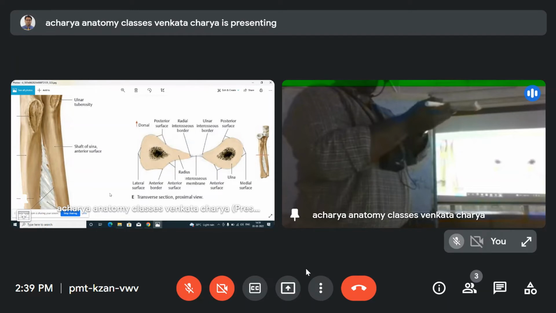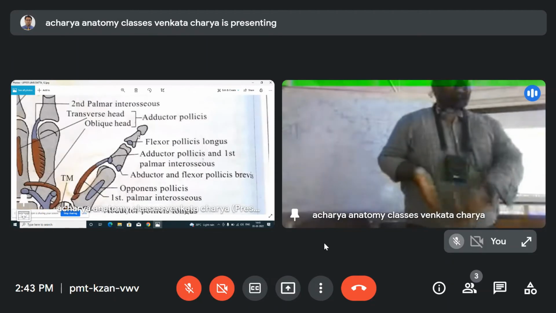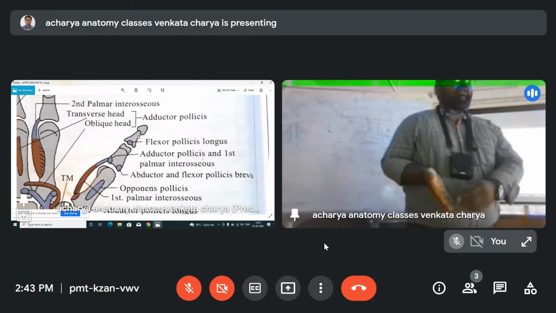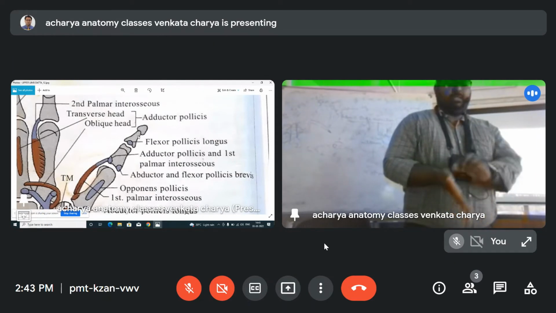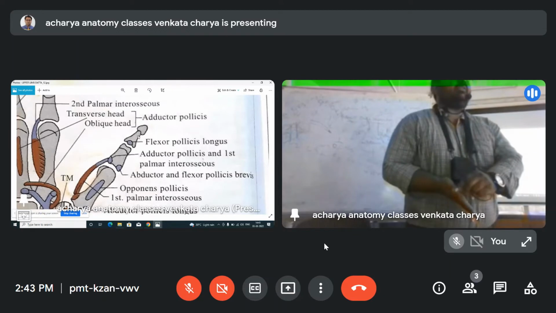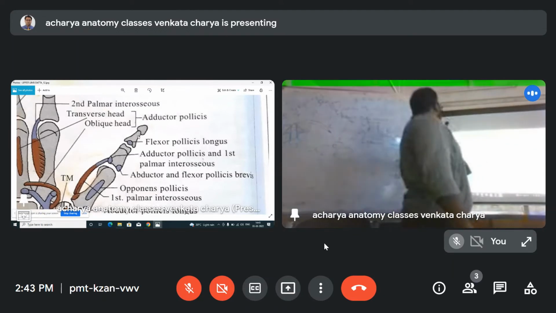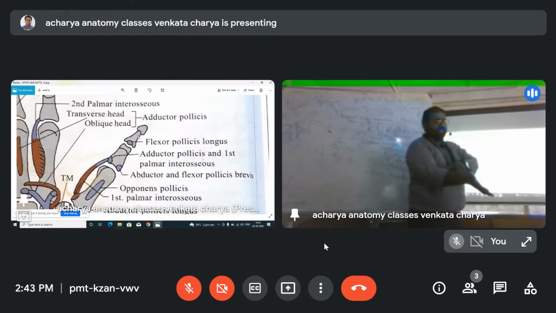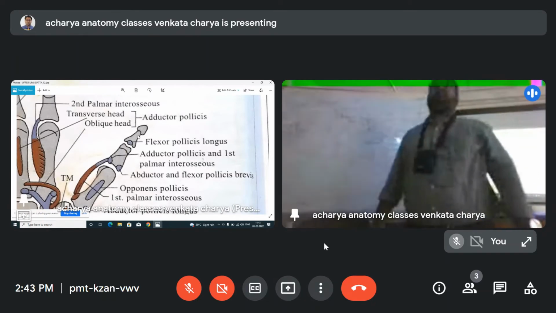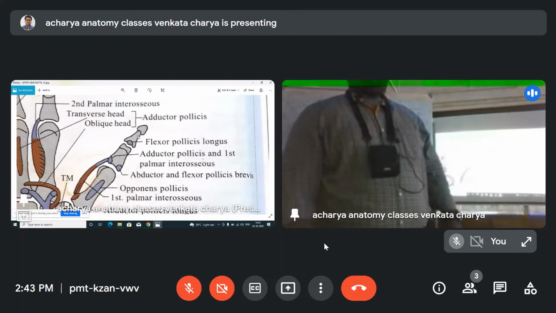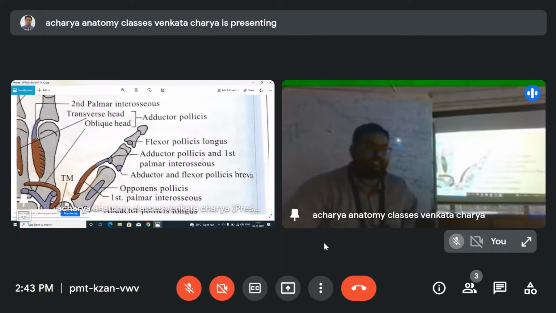What is distal? Proximal means the upper one, distal means the lower one. Here there are 3 bones in the fingers: proximal phalanx, intermediate phalanx, distal phalanx. Here in the thumb there are 2: proximal phalanx, distal phalanx. So it runs downwards, passes beneath the flexor retinaculum, runs towards the thumb finger side, then finally is inserted into the base of the distal phalanx of the thumb finger. Are you getting? Next.